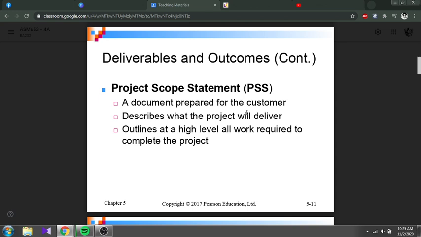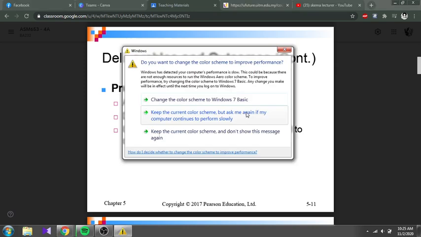At one extreme, the PSS can be used as the basis of a formal contractual agreement outlining firm deadlines, costs, and the specification of your project. At the other, it can simply be used as a communication outline of the current best estimate of what the project will deliver.